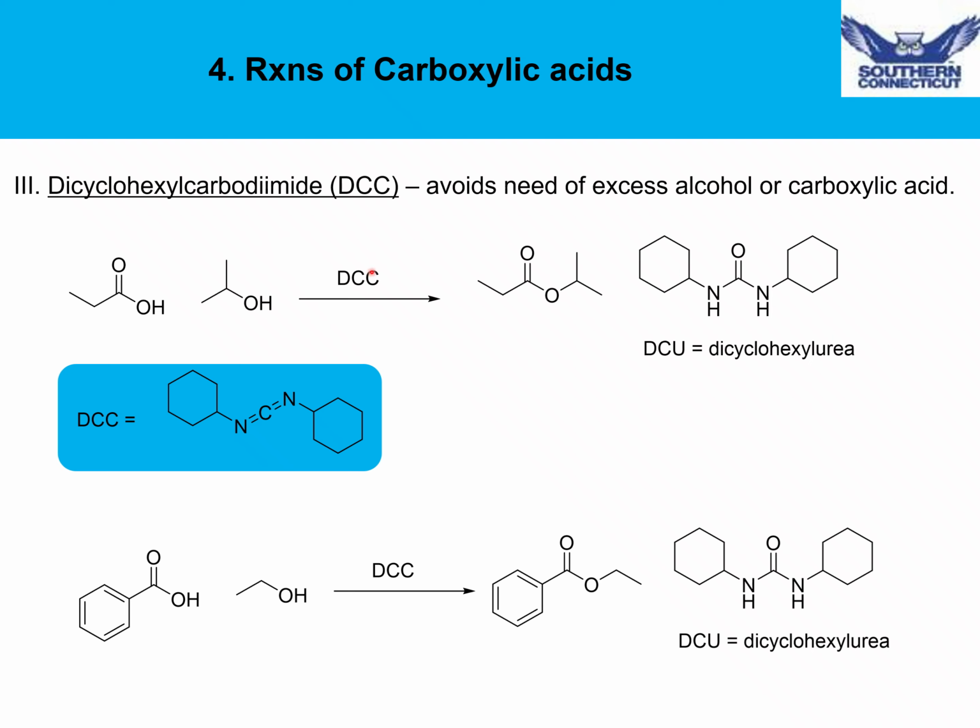With DCC, we can use one equivalent of an alcohol, one equivalent of a carboxylic acid, and DCC will join them together into an ester. And then there will be a byproduct called DCU, which stands for dicyclohexylurea. This is the structure of DCC. You don't need to memorize it. It's what we call a carbodiimide. Essentially, it is two imine groups attached to the same carbon.